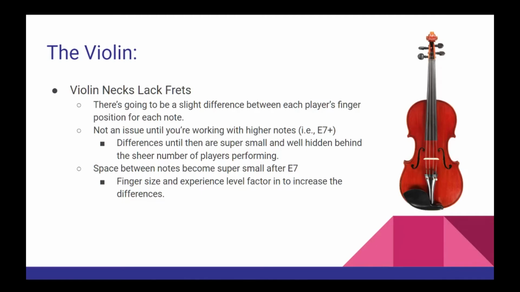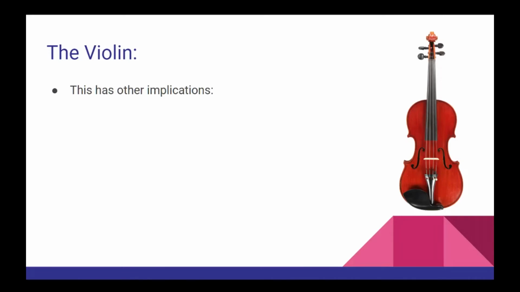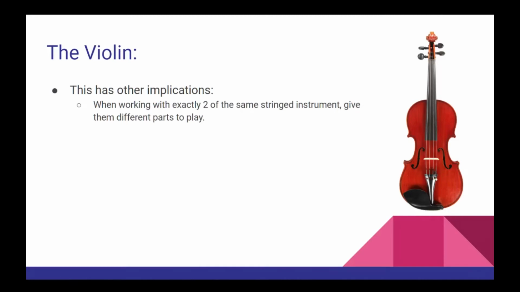Interestingly enough, this actually has another implication for writing for stringed instruments as well. So typically, if you ever find yourself in the position where you're writing for only two instruments of the same family, for example, two violins, two violas, two cellos, or even two basses, you want to make sure that you write separate parts for each of them.